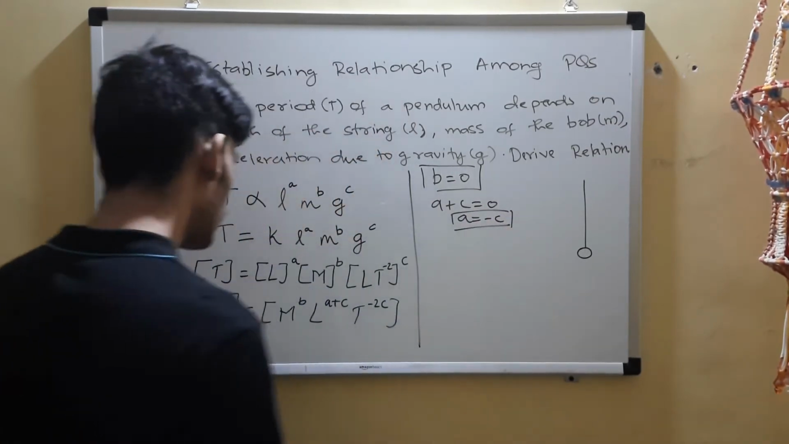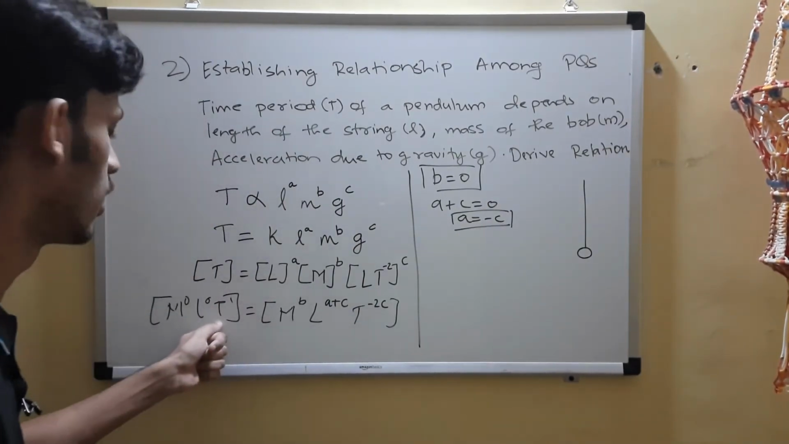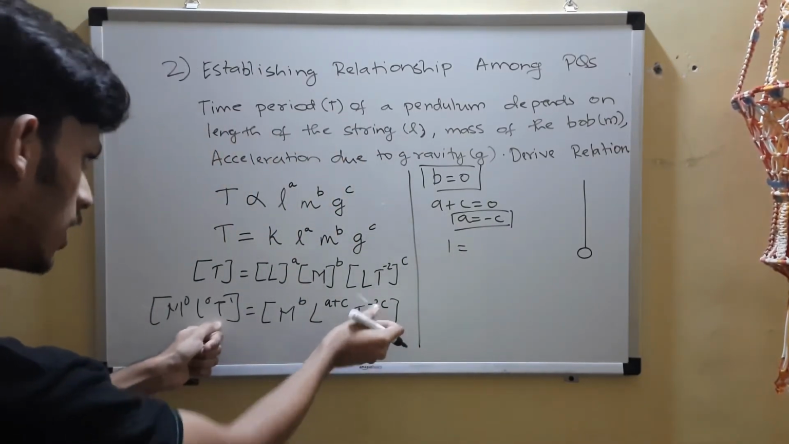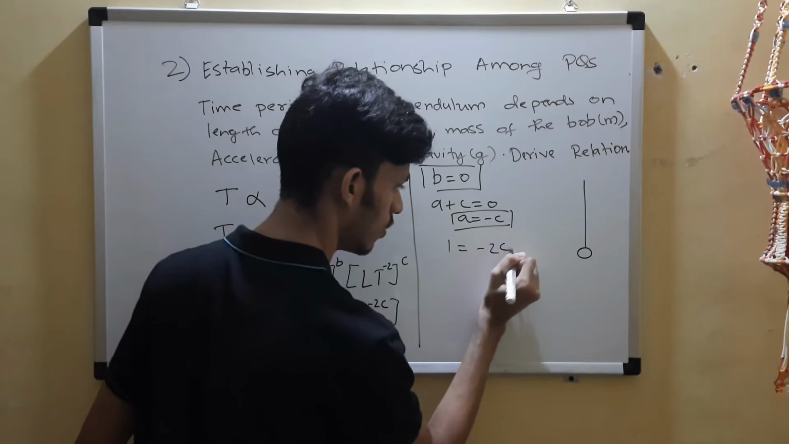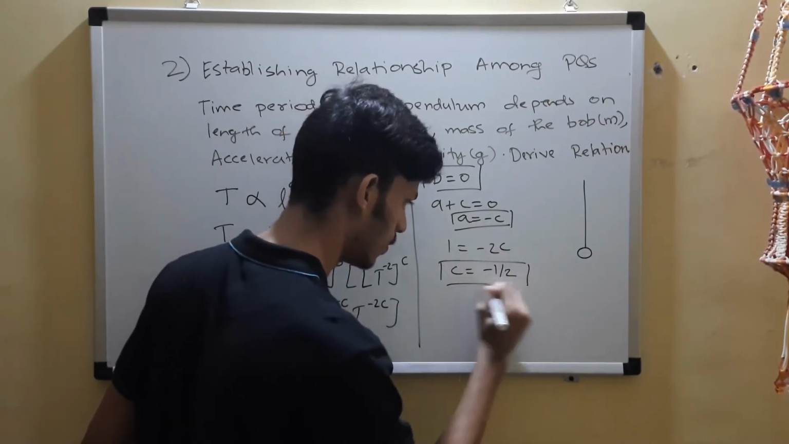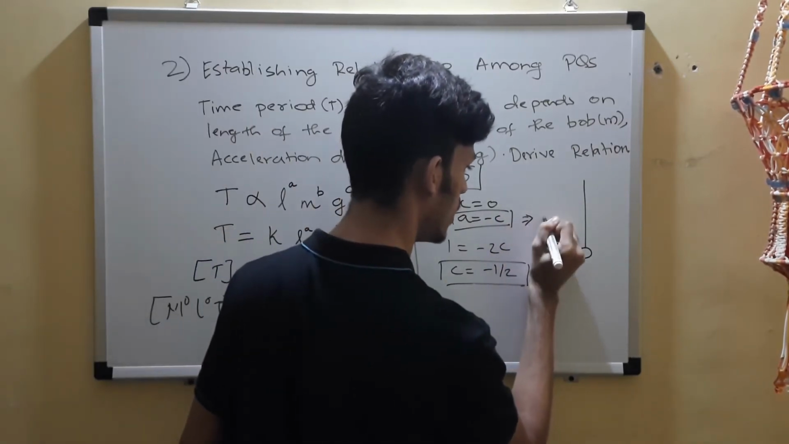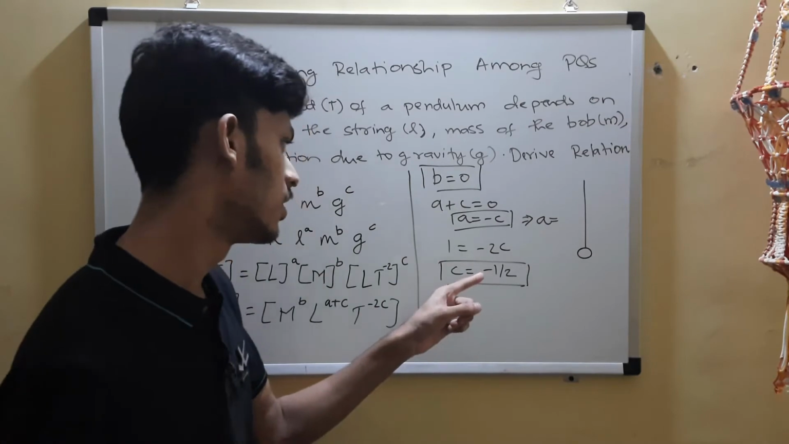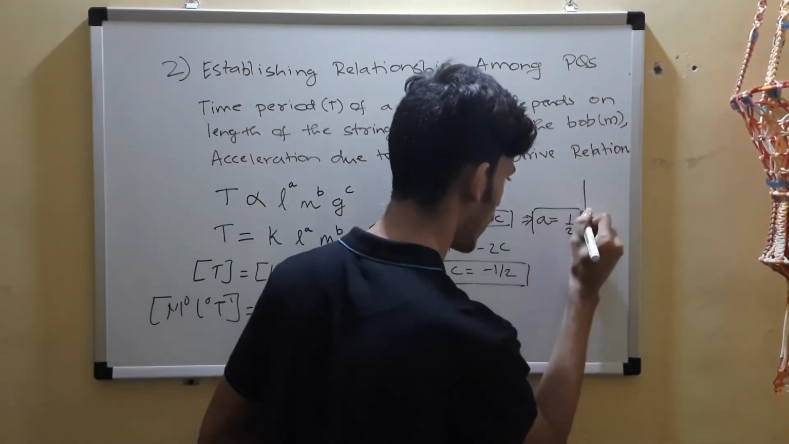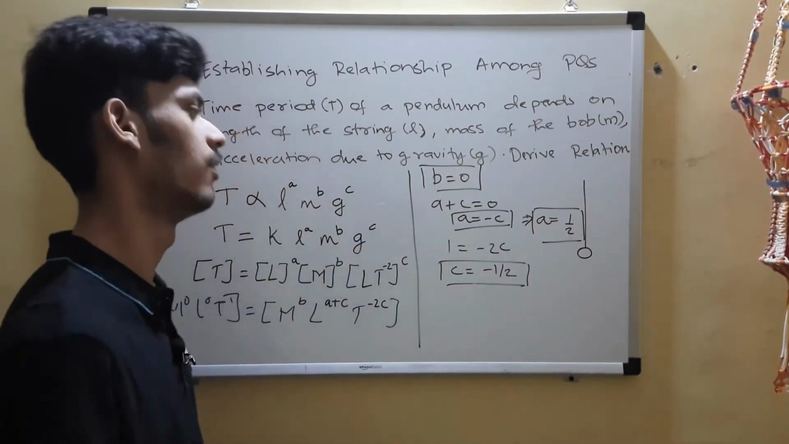Now let's look at T. T has a power 1, since nothing is shown, that means 1. So 1 is equal to minus 2C, so C is equal to minus half. Wow. So you got C, and you can get A from here. A is minus of C, so you put minus of minus half, which gives us half. B is 0, A is half, and C is minus half.